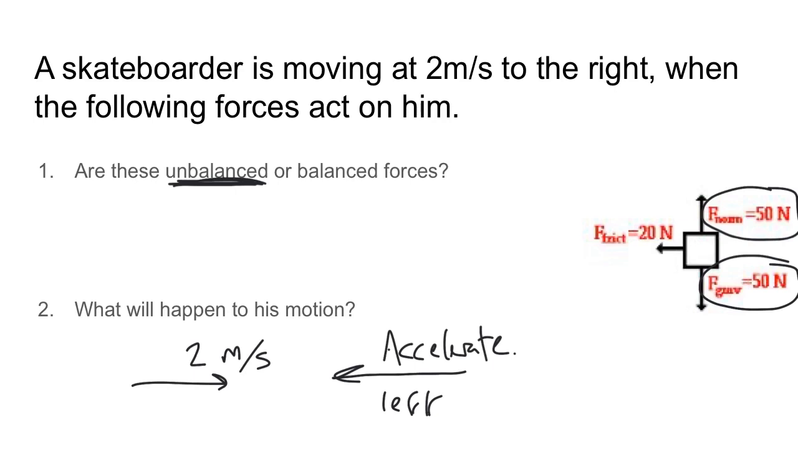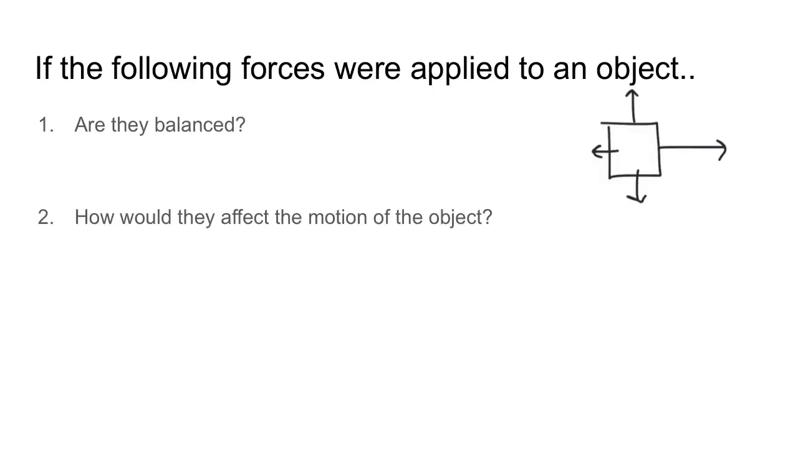And so they are going to decelerate because of that force acting on them to the left, an unbalanced force. So we have this force here. If the following forces were applied to an object, let's say it just started off at rest, are they balanced? Well, these forces right here, we can see that our up and downs are about equal. So those are balanced. We look at our left and right, and our right force right here is bigger than our leftward force. And so we would say that these are unbalanced forces.